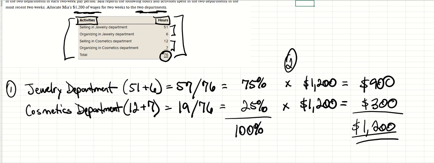So what this is telling us is that out of $1,200 of the employee wages that the employee earned for 2 weeks' worth of work in both of these departments, $900 went to the jewelry department, so it was allocated to that department, and then $300 was allocated to the cosmetics department.